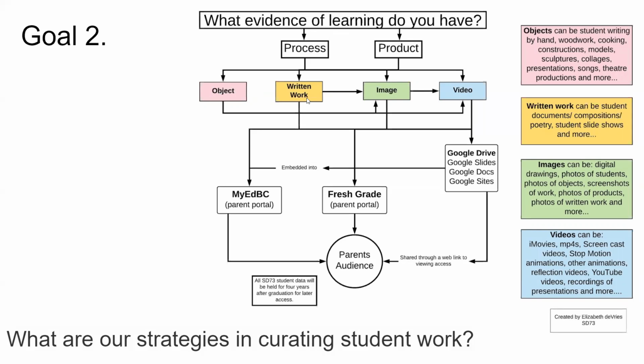So that would be not digital. We might have them, or I guess it could be digital too. You might have them as images and you might have them as videos. Using technology, we can actually take a photo of any object or a photo of any written work. We also can record a video of looking at that object and looking at that written work with some kind of audio reflection. All of these pieces can sit within Google Drive as evidence.